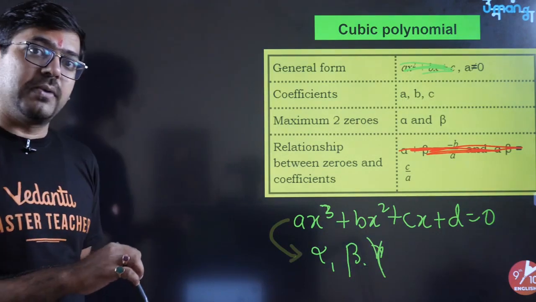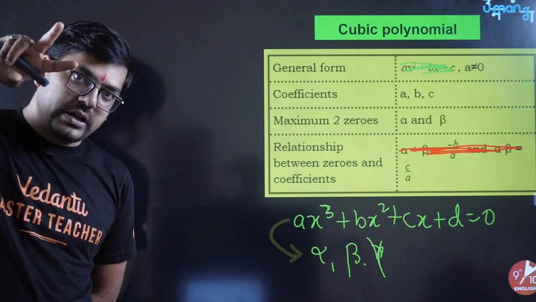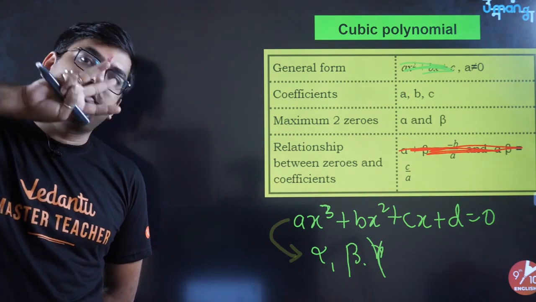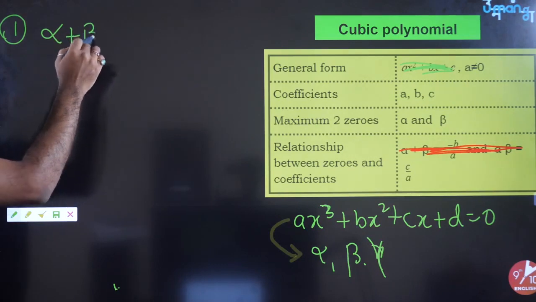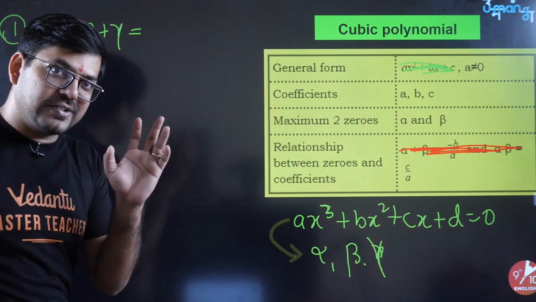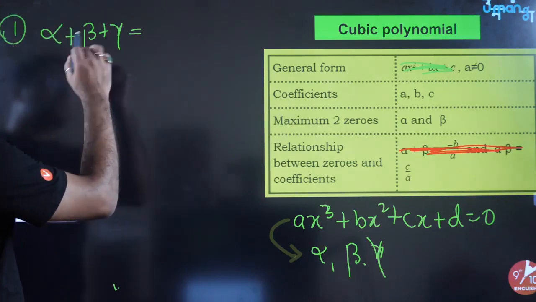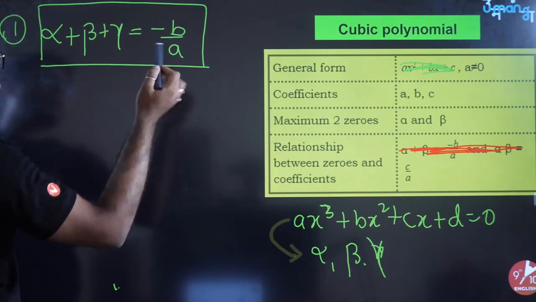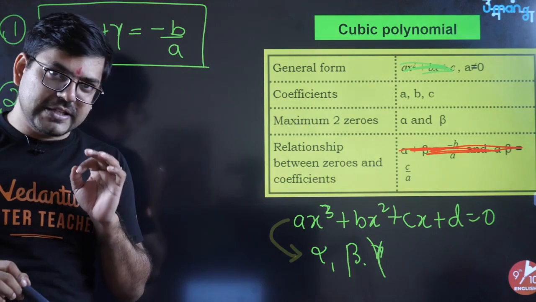Now here also you have to remember relations. 3 relations. In quadratic, you have to remember 2 relations: sum of roots and product of roots. Here you have to remember 3 relations. The first relation is alpha plus beta plus gamma, which used to be the sum of zeros, and it has the same value. Alpha plus beta in quadratic was minus b by a. Here also alpha plus beta plus gamma is minus b by a. So first box, please write it down, because these are very important.